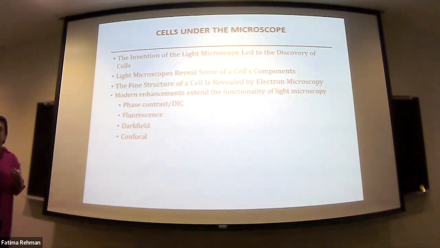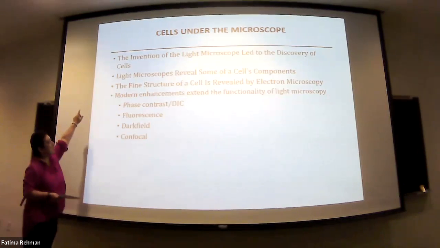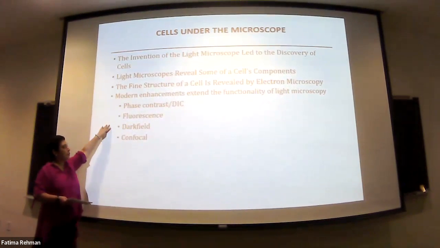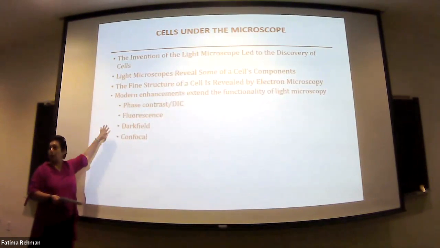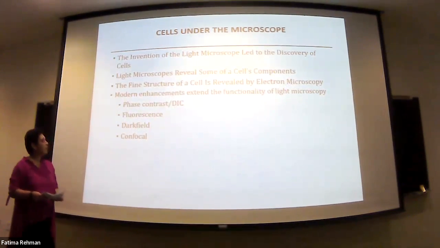In some cases, you can see some other structures, vacuoles and others within them. However, the fine structures of your cells could not be revealed until electron microscopy was really developed. Other ways that we can enhance the functions of a typical light microscope are phase contrast, fluorescence, dark field, and confocal. And we're going to talk about each one of them in a second and how they function.